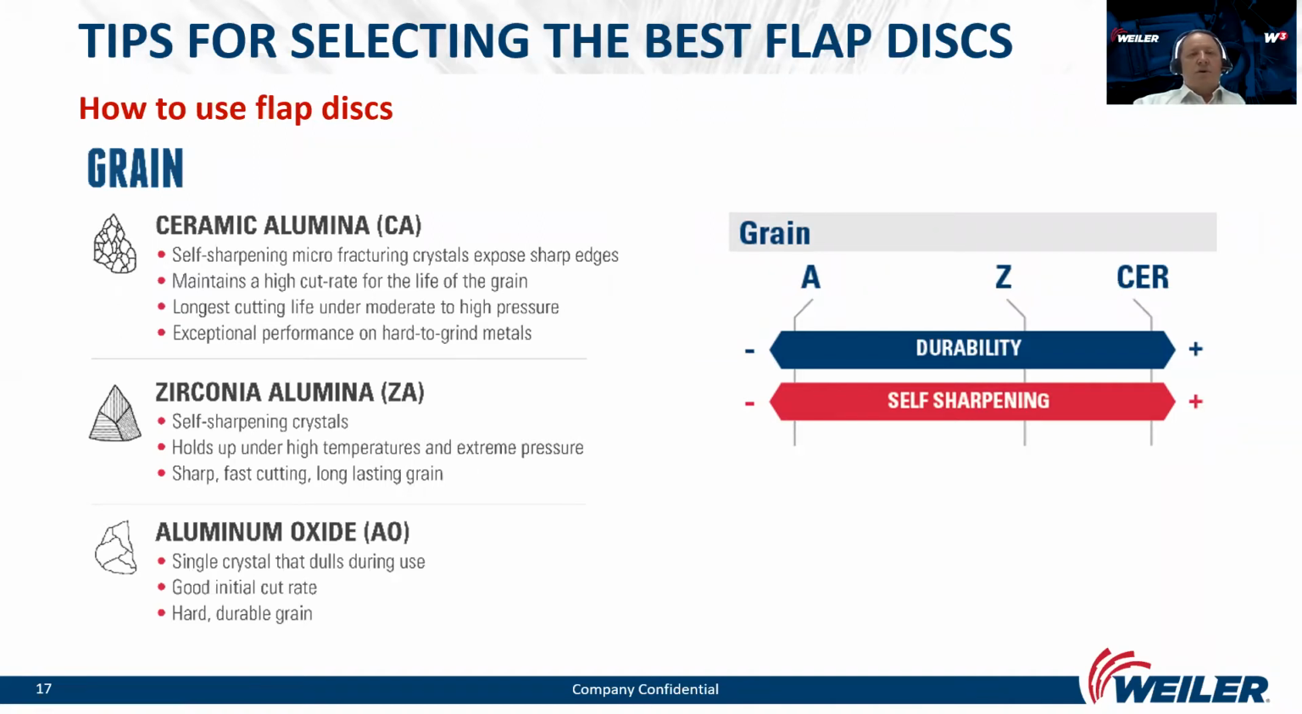Here on this point, I would like to ask you another question. Which type of abrasive grain do you use most commonly? Ceramic alumina, zirconium alumina, aluminum oxide, or silicon carbide?